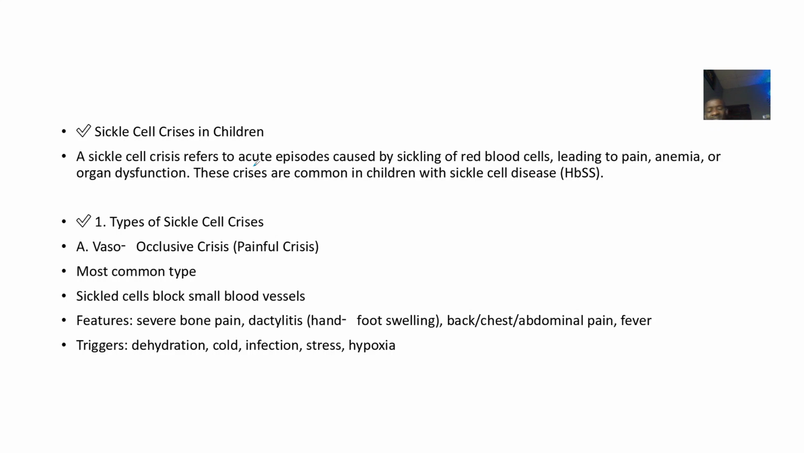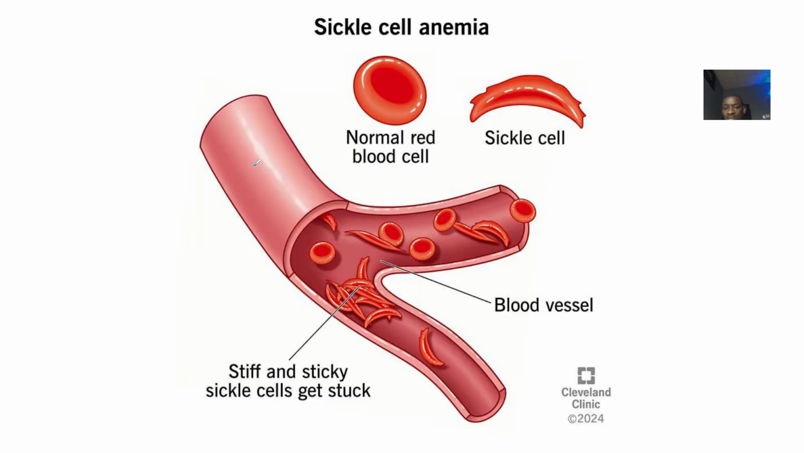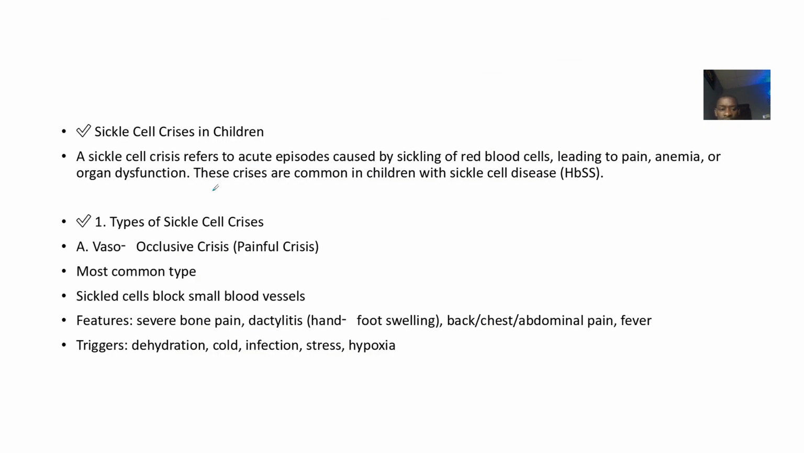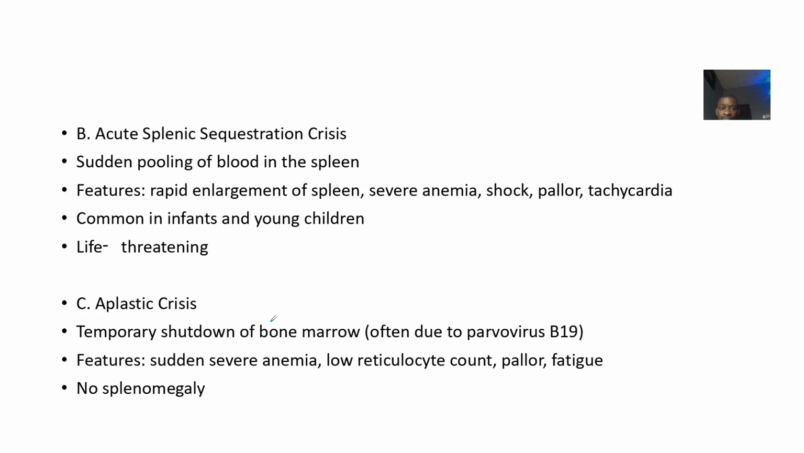Okay, so the types of sickle cell crisis: we have the vaso-occlusive crisis. In this one, the blood is sickling, so it blocks the blood vessels. So you have severe bone pain, and you can have swelling of the hands and feet, that's dactylitis. Most sickle cell crises don't just start, they're usually caused by a trigger. All right, so this one can be triggered by what? Dehydration, cold, infections, stress, hypoxia.